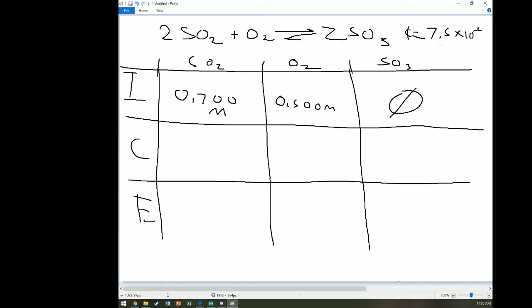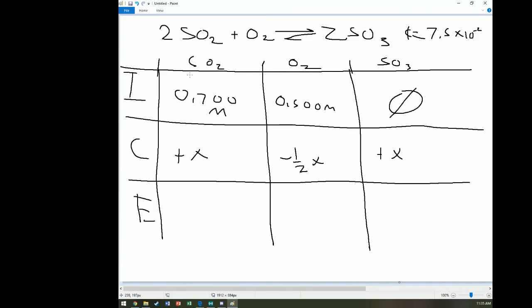You'll be given K in these questions, and generally a good habit is first to calculate Q and determine which way the reaction is going to shift. Since there's no product, obviously the only way for it to shift is towards the product side. So although we don't know the change, let's say plus x. Now we can relate these stoichiometrically. This would be plus x, and this would be minus a half x.